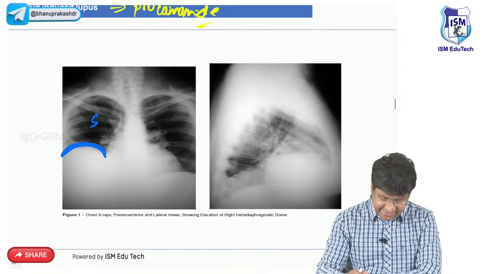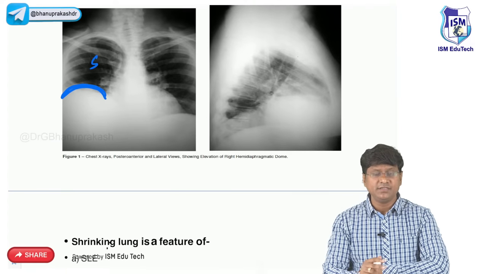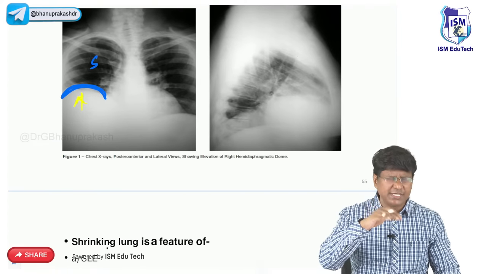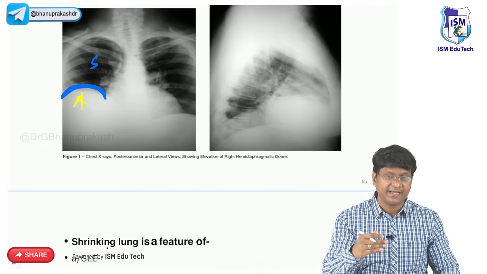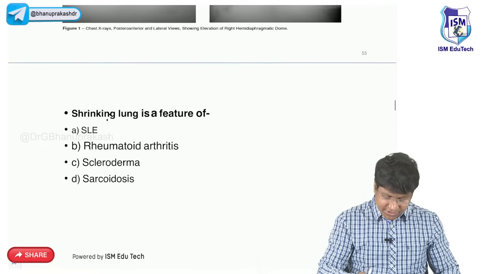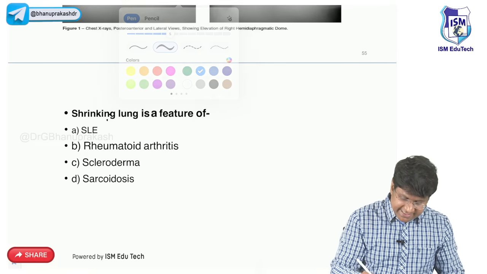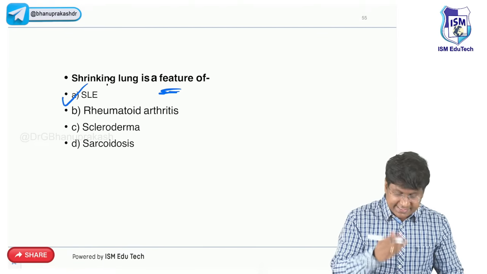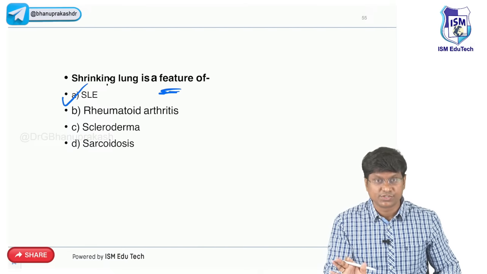So having said this, you can see the image of the shrinking lung syndrome, where you have diaphragmatic myopathy due to which the right half of the diaphragm is paralyzed, where the dome of the diaphragm is elevated. That is one image. Now, the shrinking lung is a characteristic feature of SLE, that is systemic lupus erythematosus.